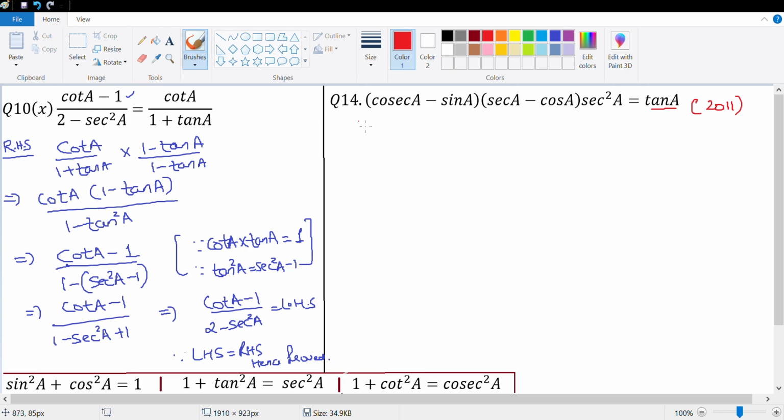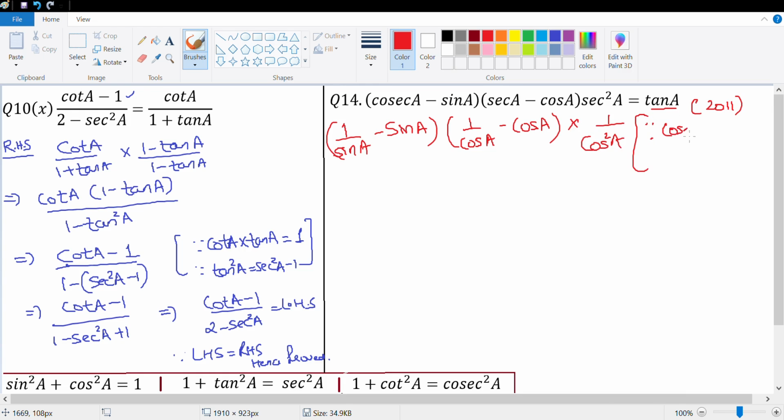So let's convert. So cosec would be 1 upon sine A minus sine A. The second term would be 1 upon cos A minus cos A, and sec square would be 1 upon cos square A. The reasons we've used here are since cosec A is equal to 1 upon sine A and sec A is equal to 1 upon cos A. So two reasons, let's add them, in this case subtract.